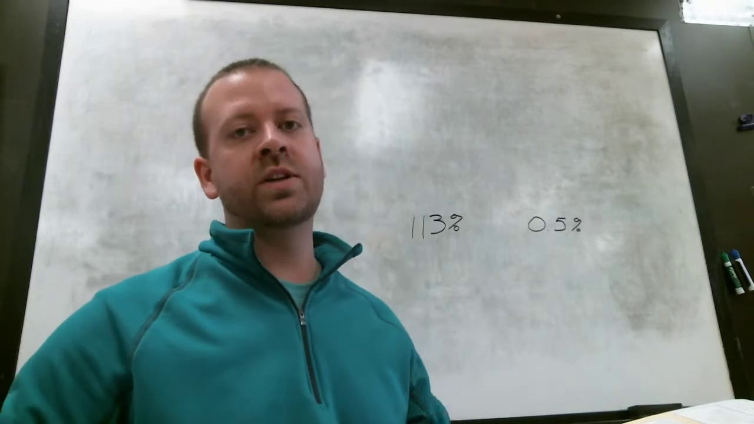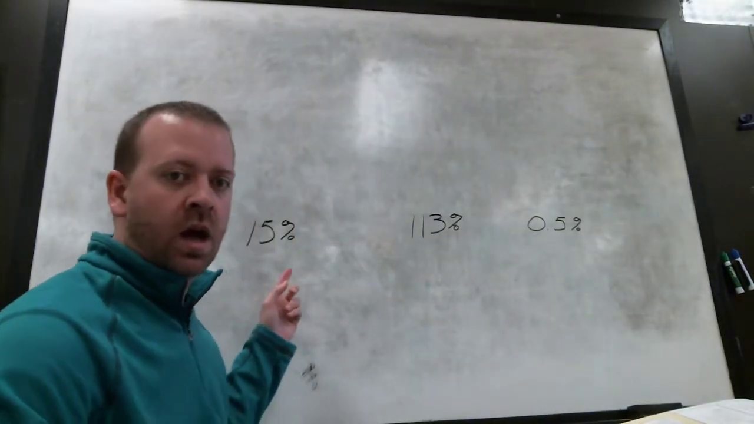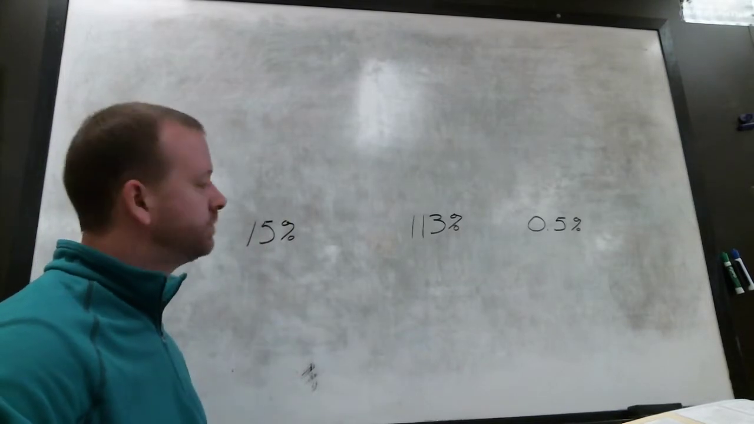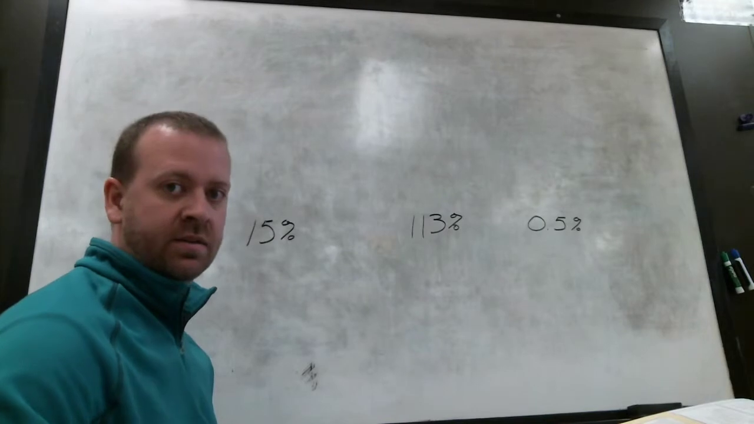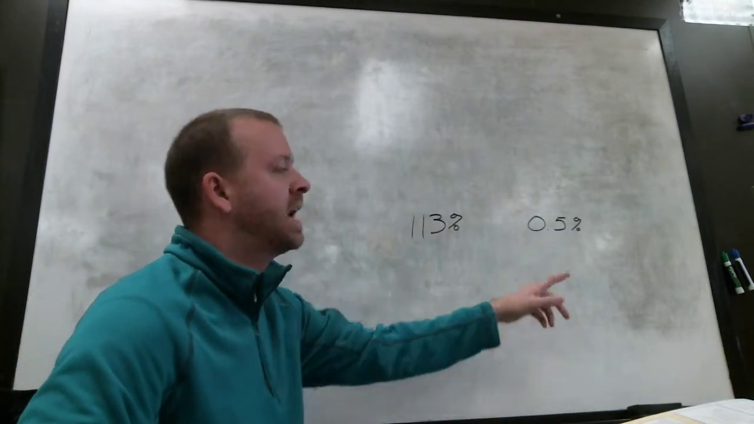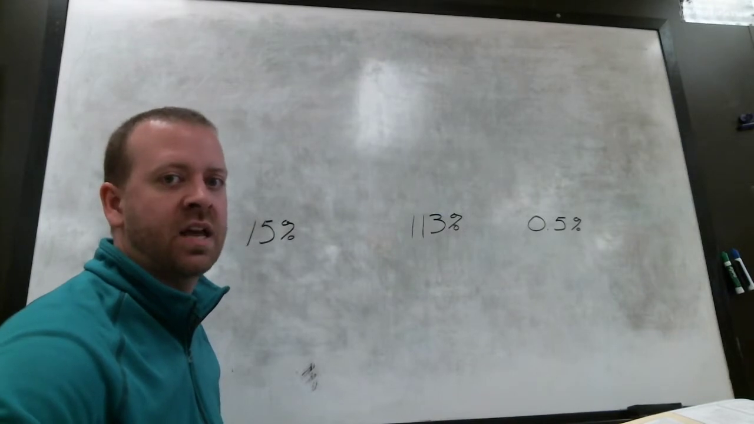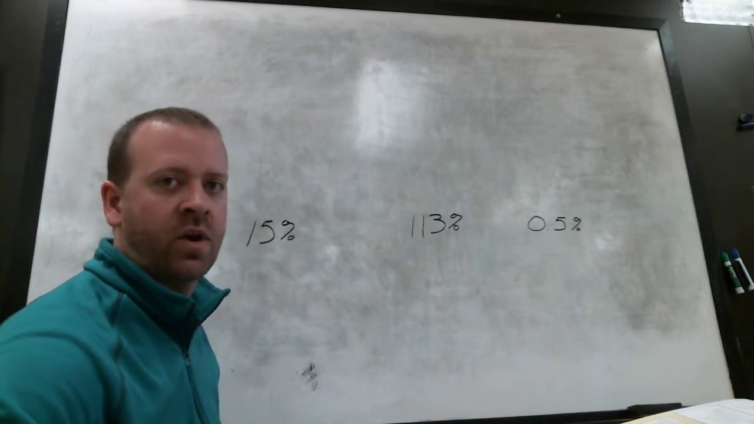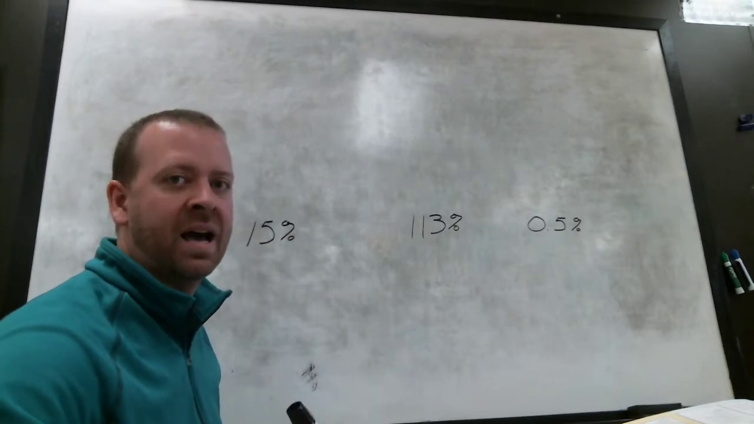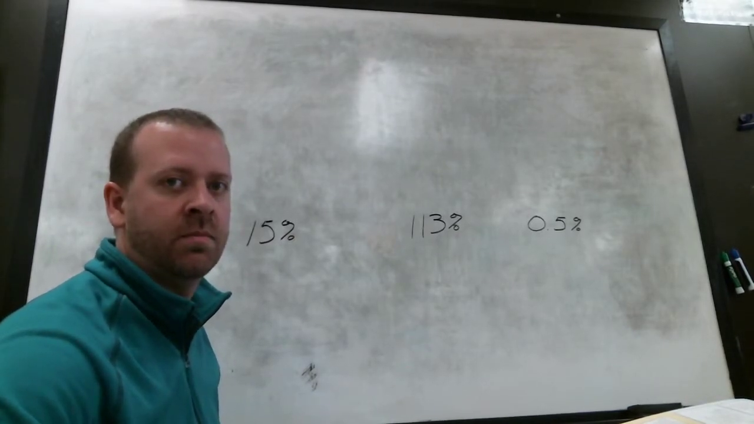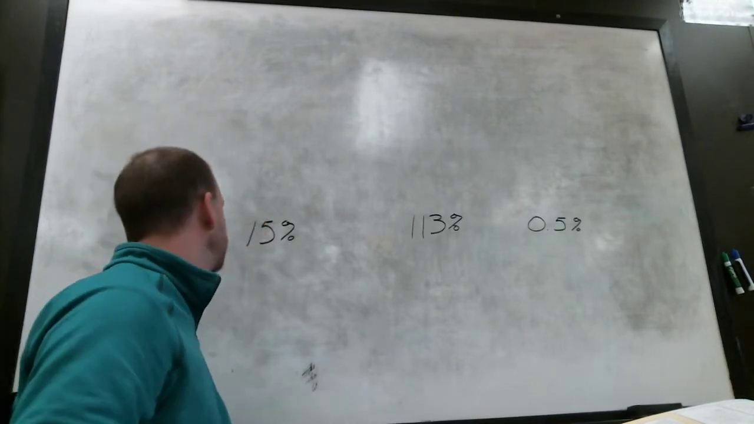All right, so let's look at the examples that I have for you. I've got a couple. One of them is 15%, one of them is 113%, and then 0.5%. What we'll do with each of these examples is first put them into fraction form. We'll do that for all three of them, and then come back and I'll show you how to put them into decimal form. All right, let's get started.